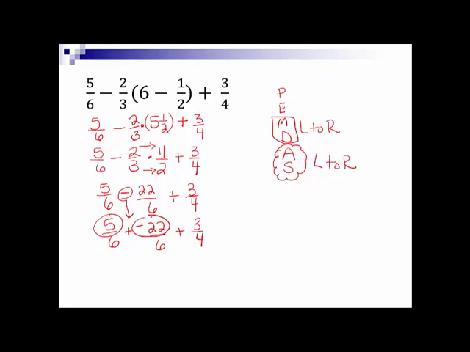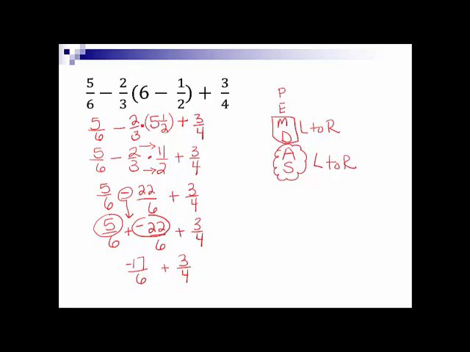So I simply focus on the numerators. I say to myself, are those signs the same or are those signs different? Those signs are different. I'll find the difference. What's the difference between 22 and 5? It is 17. What do I have more of? I have more negatives. So that's negative 17 still over 6.